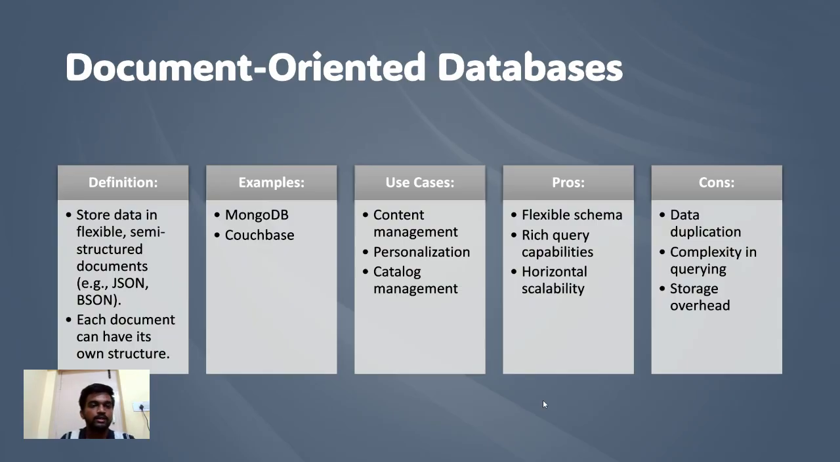And next is document oriented database. So what is a document oriented database? Document oriented databases store data in flexible, semi-structured documents, typically using formats like JSON and BSON. Each document can have its own structure, allowing for nested fields and arrays. Compared to key value, document oriented is a little higher in usability. The best examples for the document oriented are MongoDB and CouchDB.